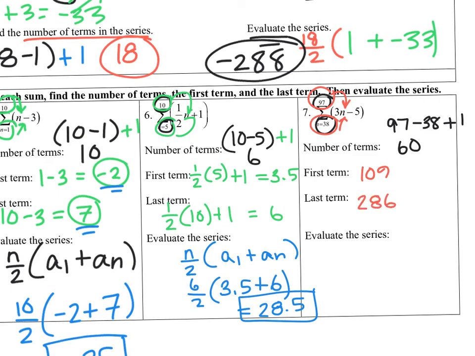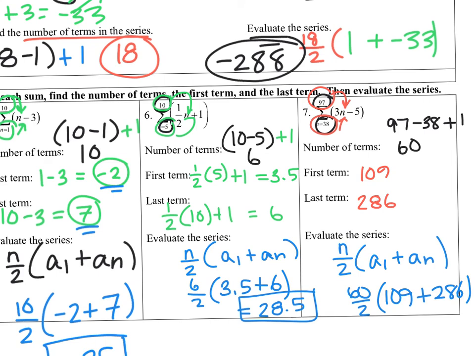So to evaluate the series, you're going to use a formula. The formula is arithmetic. So it's n over 2 times a sub 1 plus a sub n. So the number of terms is 60 over 2. The first term is 109, and the last term is 286. So I'm going to calculate this, and I get 11,850. That's evaluating the series.